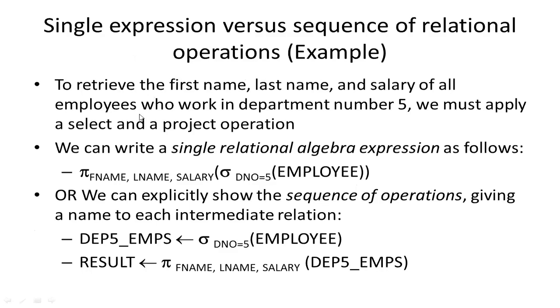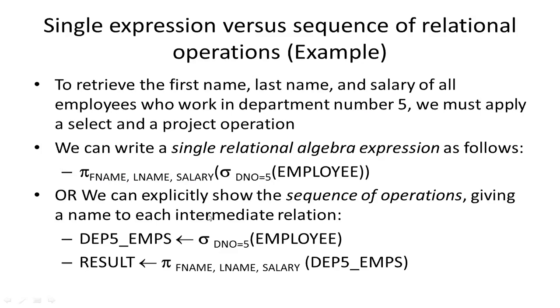In the single expression, for example, to retrieve the first name, last name and salary for all the employees who work in the department number 5, we must apply a select and project operation. So we are combining department number 5 also. So we need to apply two relational algebraic operations, one is pi and another one is sigma. Here, department number equal to 5 from the employee you are selecting, and based on this condition you are going to display the first name, last name and salary of your employee table. So we have to perform two operations here.